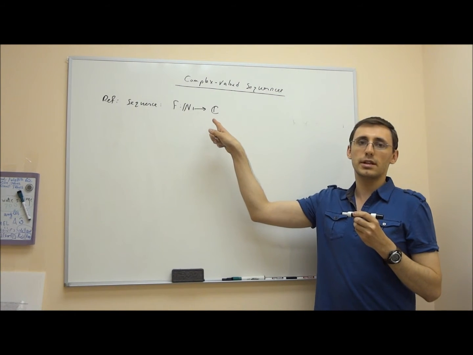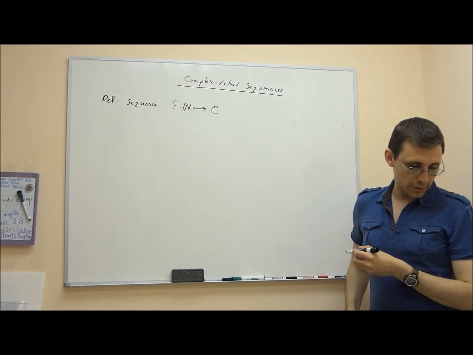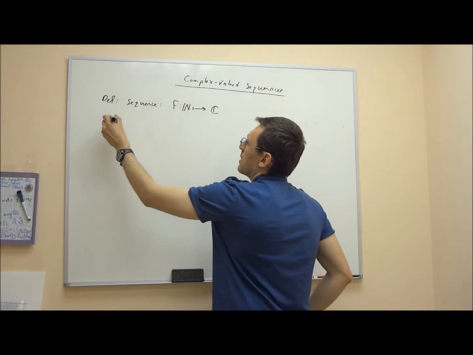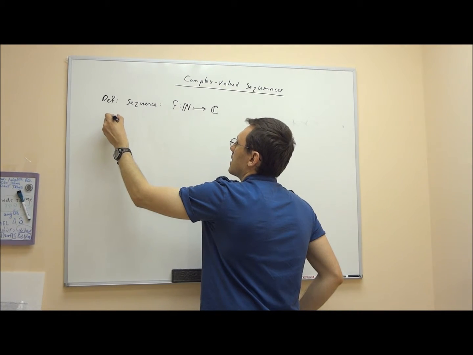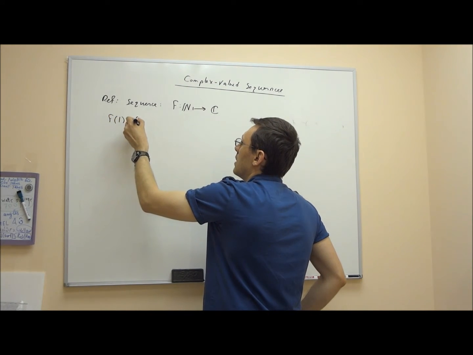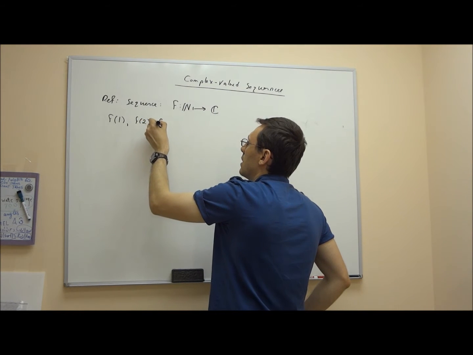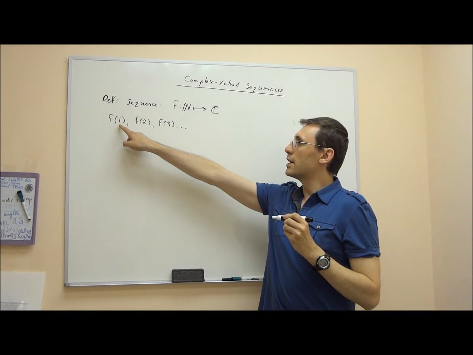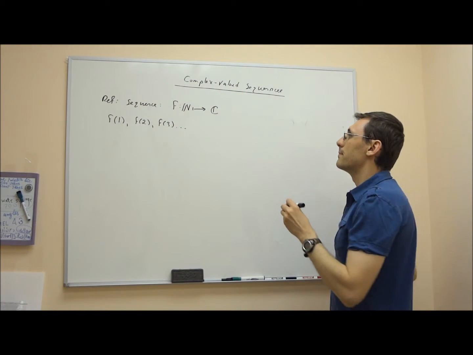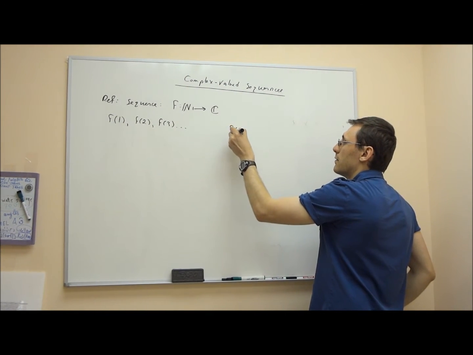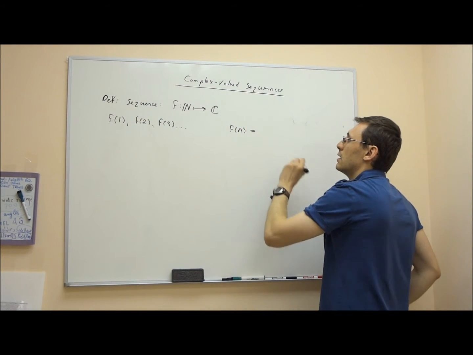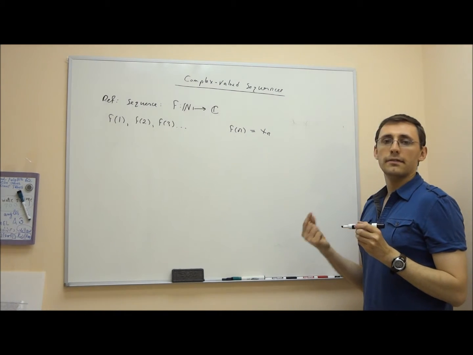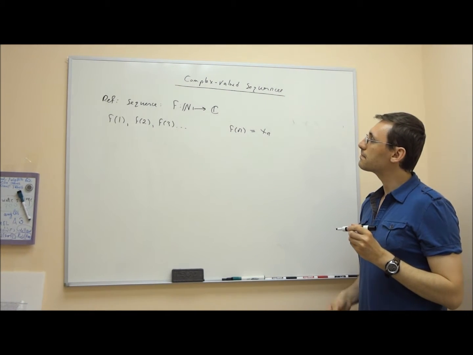And sometimes we use the letter R to talk about real valued sequences. So the sequence will then, in other words, operate on elements like f(1), f(2), f(3), etc. And each such value is going to be a complex number. In general, you write f(n) equal to x_n, where x_n is the nth number of the sequence.